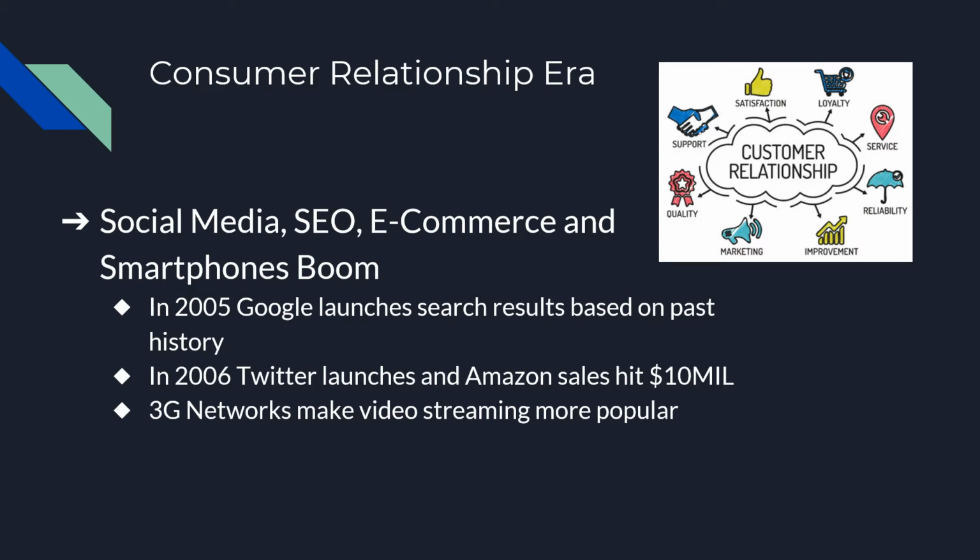So during this time, social media, SEO, e-commerce, and smartphones are all very important for marketing and advertisements. In 2005, Google launched search results based on past history. So when you search for things, they suggest other things that you can search for. In 2006, Twitter launches and Amazon sales hit $10 million.